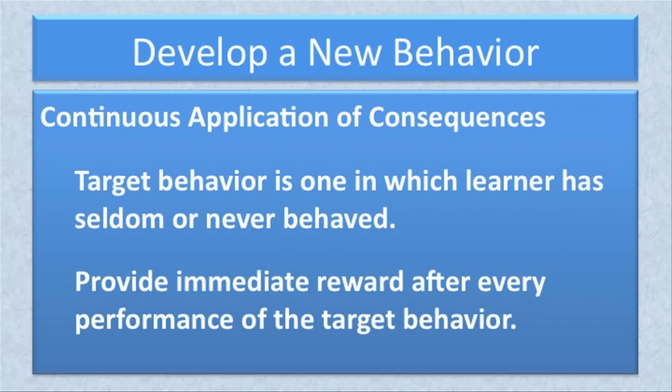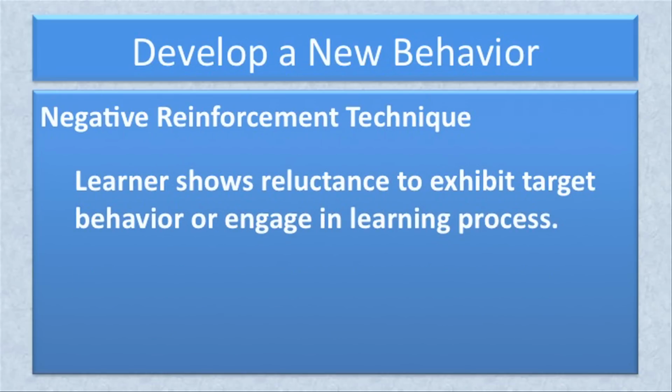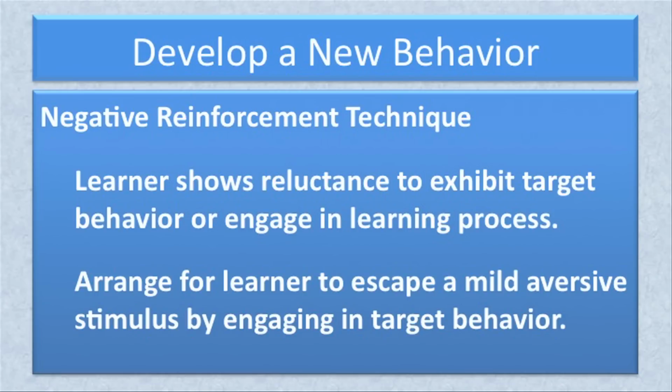This is a general recommended procedure when developing a new behavior. But what if the learner does not emit any behavior that can be shaped to the target behavior? This is when negative reinforcement is most appropriately used. You first arrange for the learner to be able to escape from a mild aversive stimulus by engaging in a target behavior. And remember, the principle of shaping states that the emitted behavior only needs to be a first approximation of the target behavior in order to be reinforced.